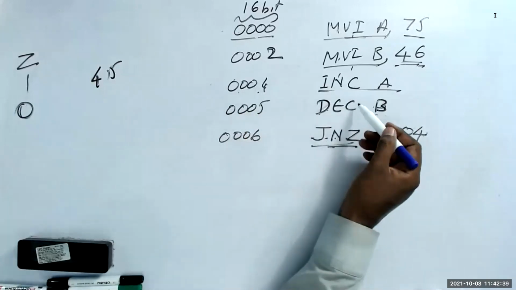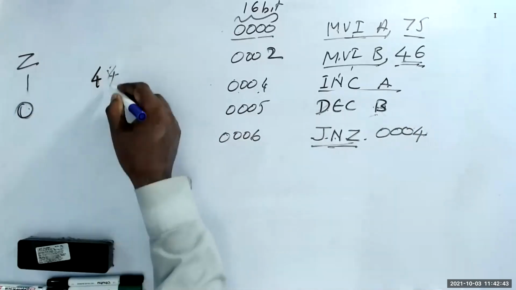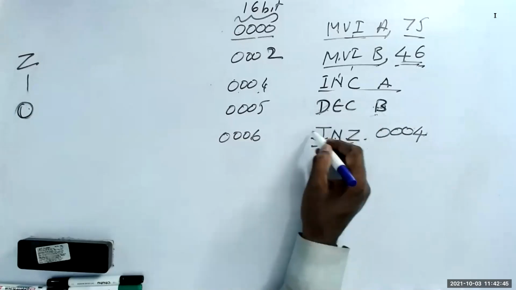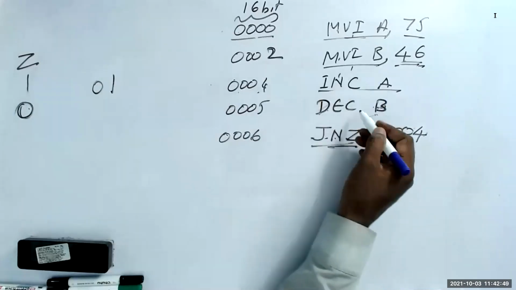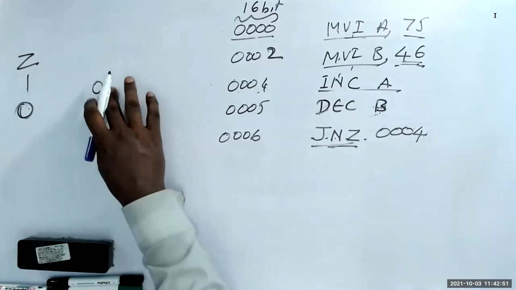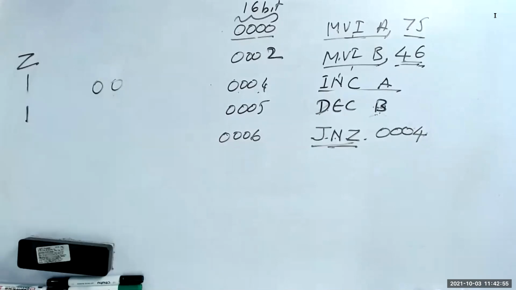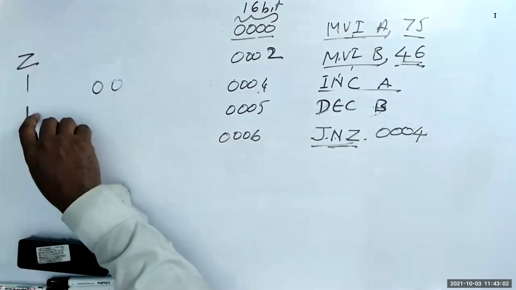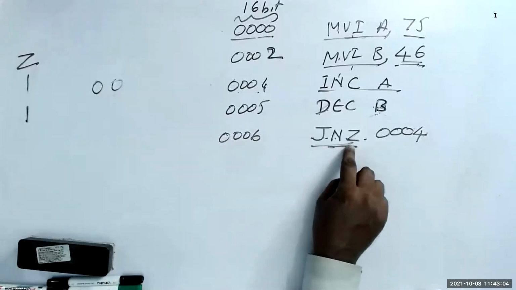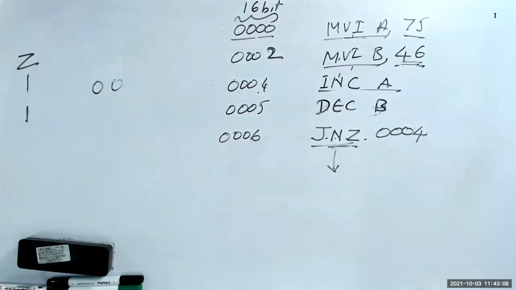Then come back, decrement. Then it becomes 44, still not 0. It goes on like that. After 46 loops, it becomes 0. When you decrement, it becomes 0, and that time the flag will be set to 1. This is a use of the flag register. Now it will check, oh, I told it to jump if not 0. Since it's 0, it will come down. This is like a loop.